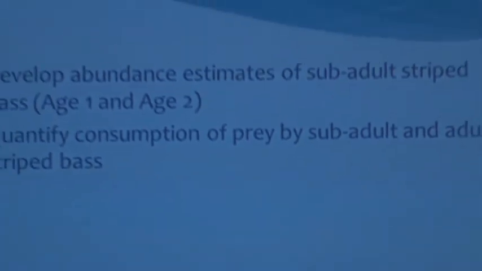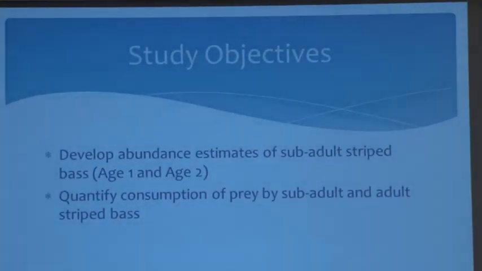in the next few months, hopefully. So briefly, what I'm going to talk about here today is for this bioenergetics work, there were two main objectives. First, to develop abundance estimates of subadult striped bass, so that's age 1 and age 2. If you followed today, that's a lot of what's missing, is in the subadult category of striped bass. There's a lot of lack of information there. One of them is abundance estimates. Secondly, quantify the consumption of prey by striped bass for subadult and adults.